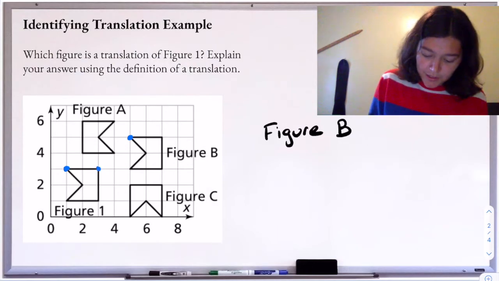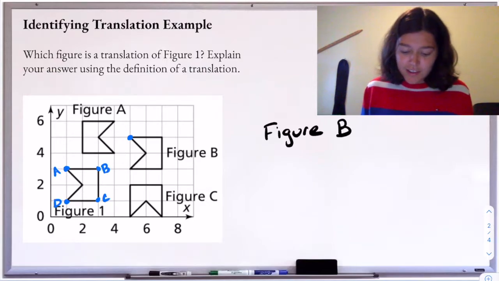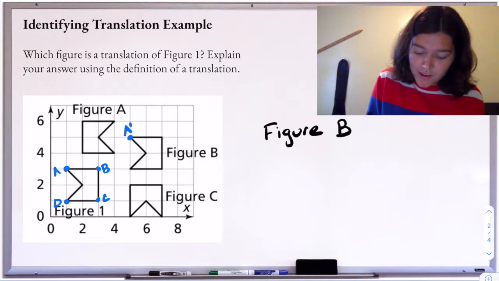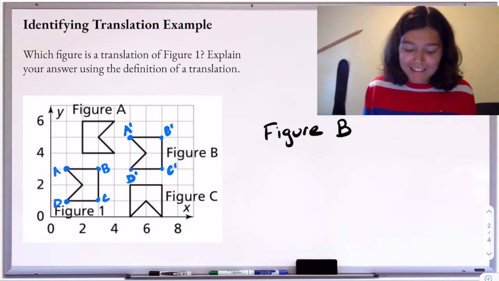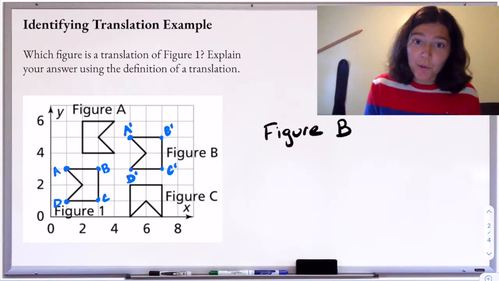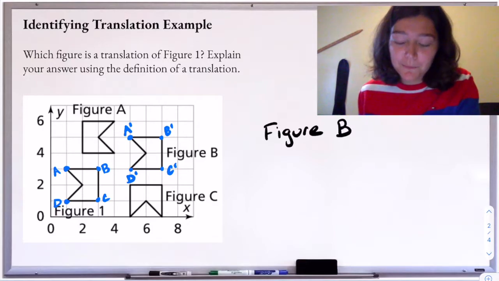I can label it because that's often helpful. I'm going to call this A, B, C, D. And then the image after the transformation, we often call that A prime, B prime, C prime, and D prime. And all it's saying is these A and A prime, they correspond, they go with each other. But this is happening, A is before the transformation, and A prime is after the transformation.